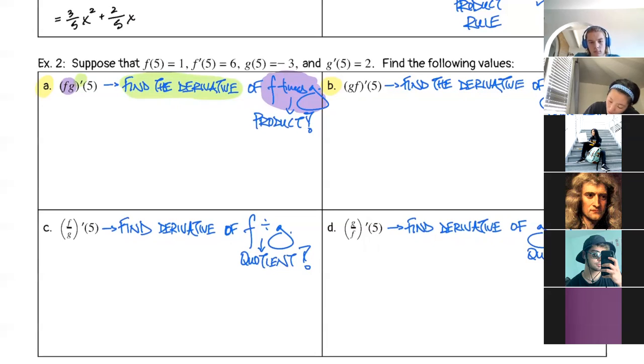All right, so the product rule gives us u dv plus v du. If I use the letters I'm given, that's f g prime plus g f prime.